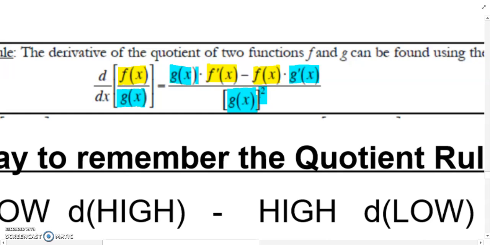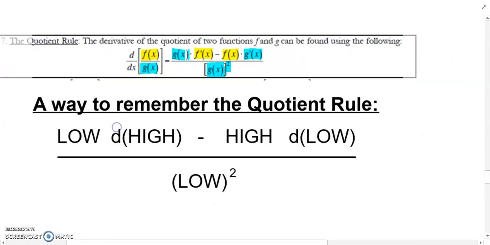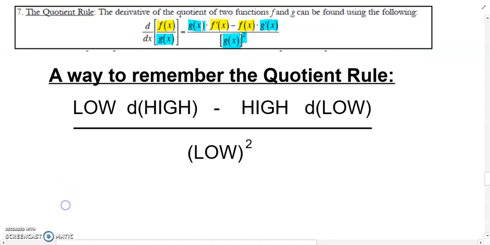Not the easiest rule in the world to remember, so I have a couple tips and tricks here to help you remember this. This is what I personally use myself. I consider the denominator the low term of the fraction. I consider the numerator the high term of the fraction. And so using that idea, I say we take low d, as in derivative, low d high, minus high times derivative of low, all divided by low squared. So you might sound like a yodeler when you say this, but it's going to help you remember this. Low d high minus high d low over low squared. This is how I remember it.